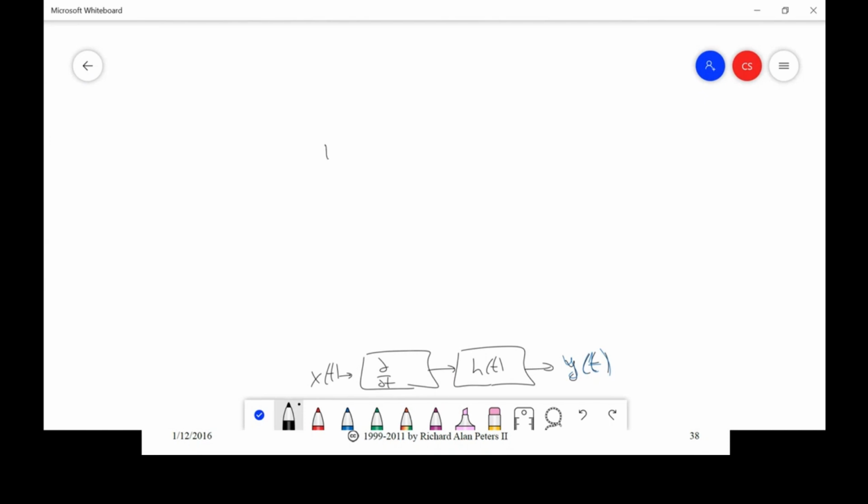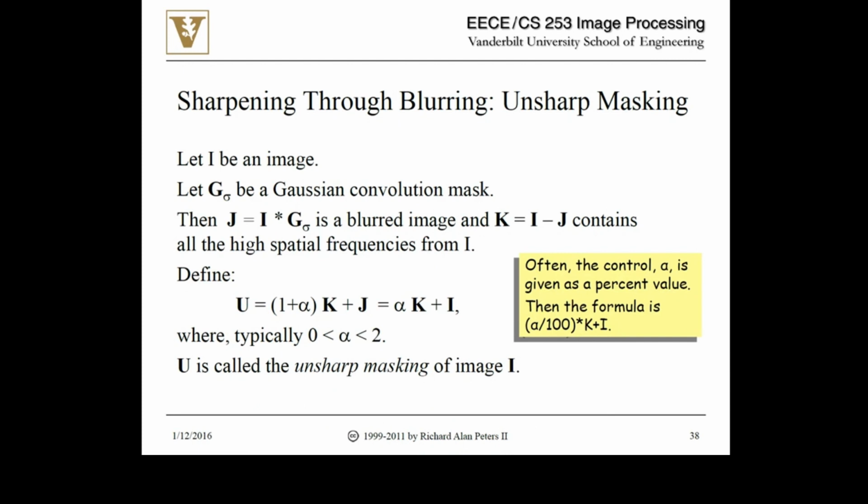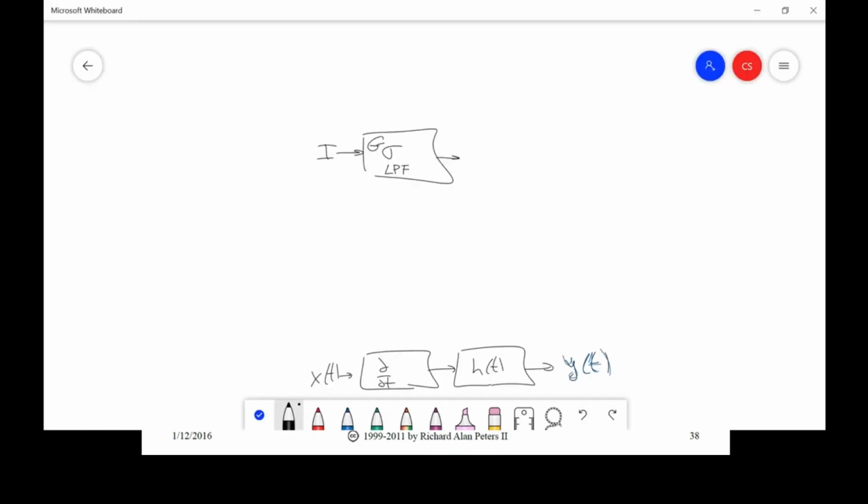We will start with an image I. Now I will pass it through the Gaussian low-pass filter with some sigma parameter, and let me be consistent and call the result J. What is the impulse response of this in frequency? This is frequency, this is sample length. This is J.